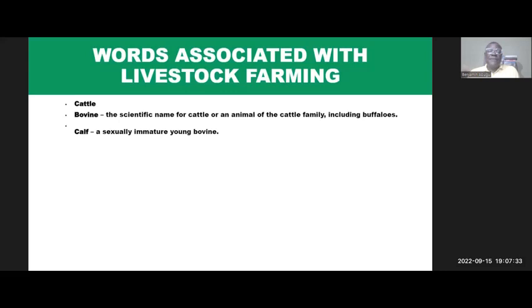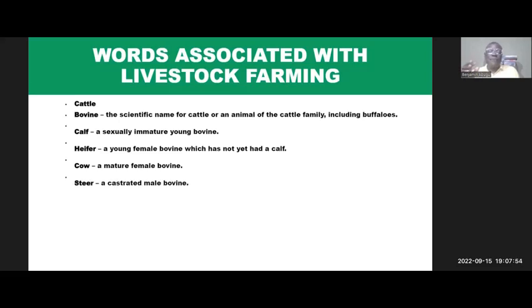Then calf. A calf is a sexually immature young bovine. Okay. A young one is a calf. Then a heifer is a young female bovine which has not yet had a calf. Then you have a cow, which is a mature female bovine. Then the one you call steer is a castrated male bovine. Then the bull is a sexually mature male bovine, and of course, that is what it is.